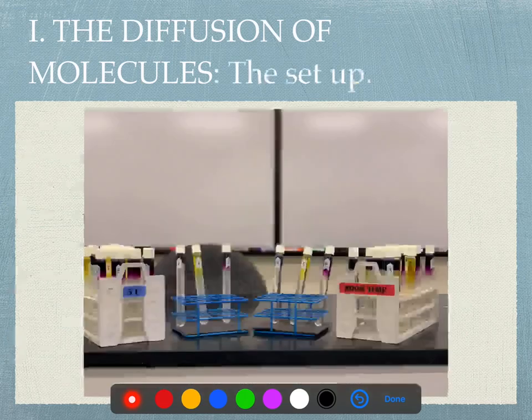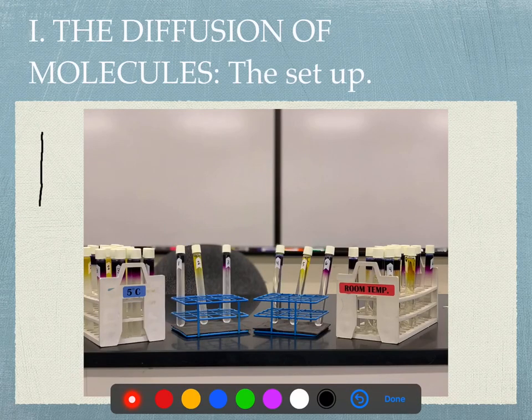Okay, so let's take a look at the setup for the first exercise in your lab. All right, so first I have to explain what it is that our lab techs did when creating these tubes. So let's look at tube number 1. Tube number 1 was filled with a jello-like substance. It's called agarose, but we can just call it jello. It's a semi-solid, and that's the point.